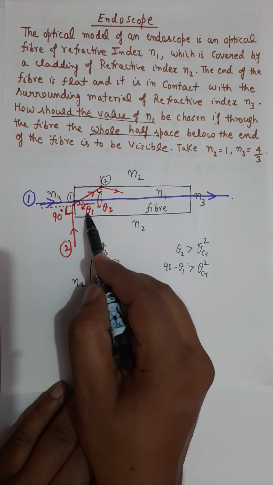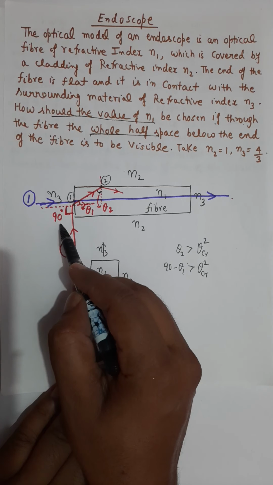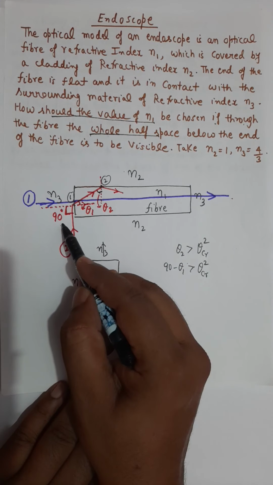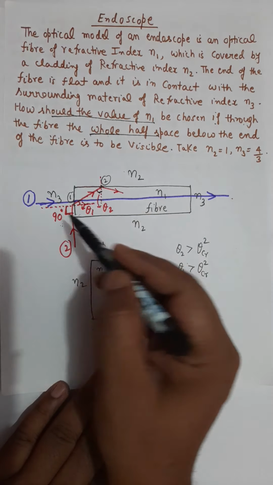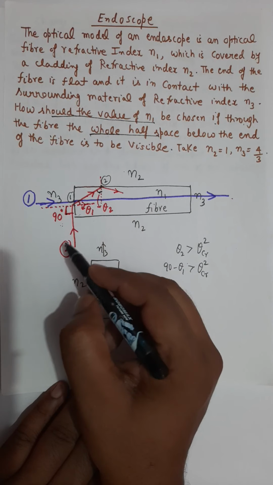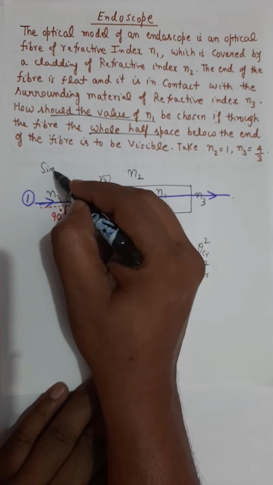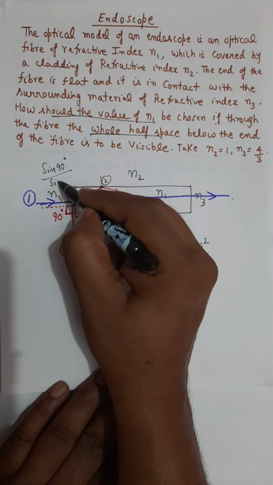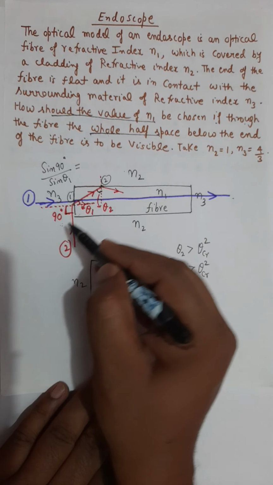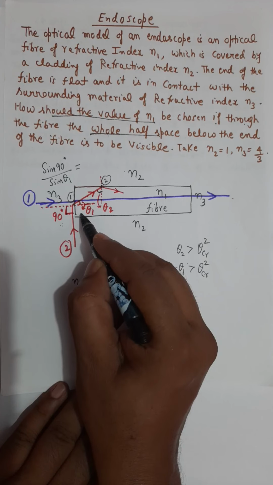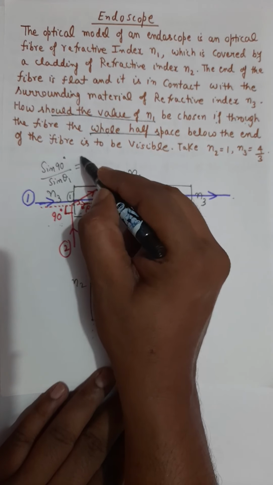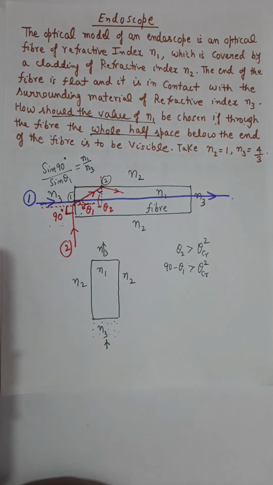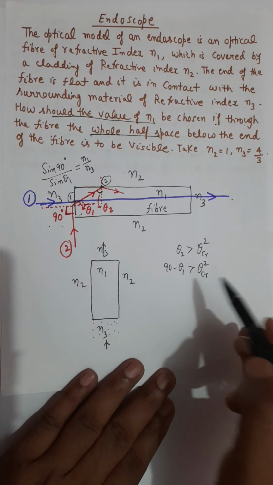Angle theta 1 can be obtained by Snell's law at point number 1. Using Snell's law, you can write sine of 90 degrees divided by sine theta 1 equals the refractive index n1 divided by the refractive index n3. So from here you can obtain the value of theta 1.